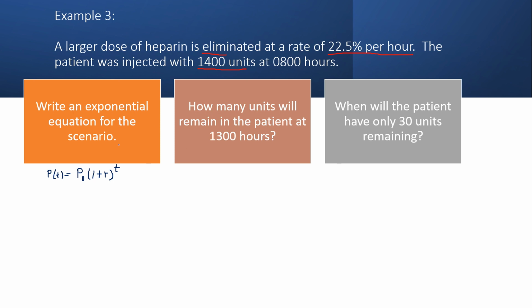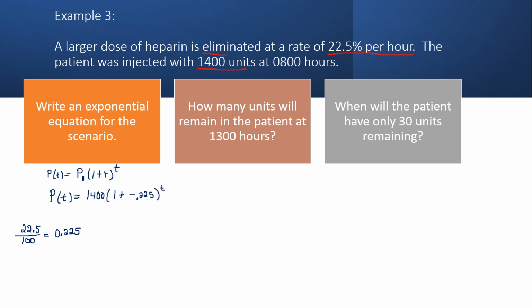So we noticed key values as we read through. So we'll write P of T. We'll replace P0 with the dose of 1,400 units. In the parenthesis, we have R, which is the percent as a decimal. So 22.5 divided by 100 equals 0.225. And we noticed it was eliminated, so I'm putting a negative 0.225.